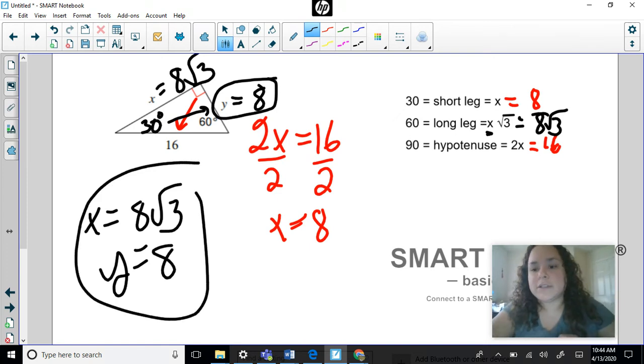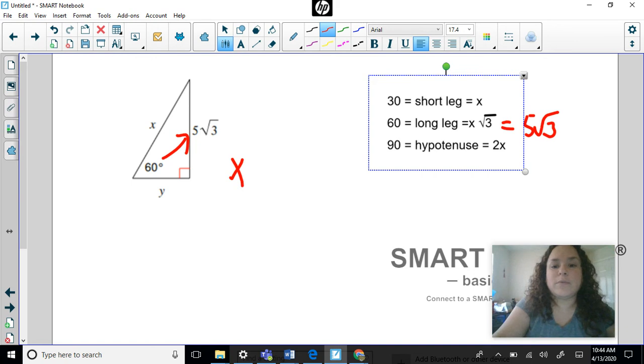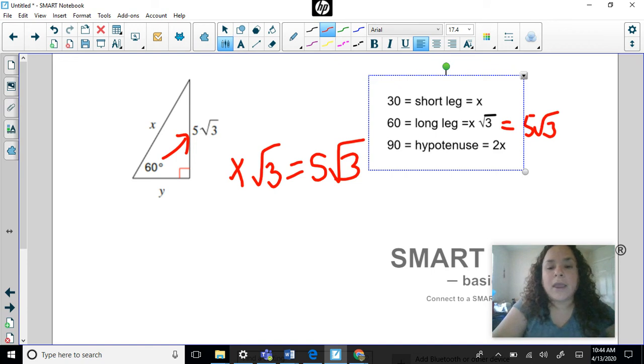Now, you could plug that into the Pythagorean theorem to double check, but you can do that on your own. Let's try a different example. This time I have given you the value that's directly across from the 60, which means that we're going to set x square root of 3 equal to 5 square root of 3. Because we have to isolate the x, and the relationship between the x and the square root of 3 is multiplication, we're going to undo that multiplication by dividing both sides by square root of 3.